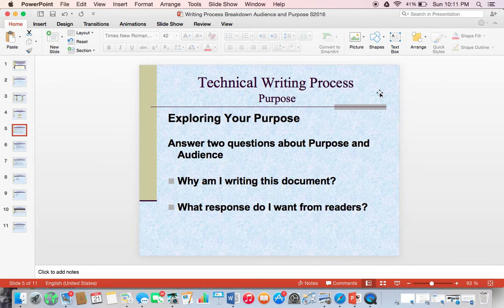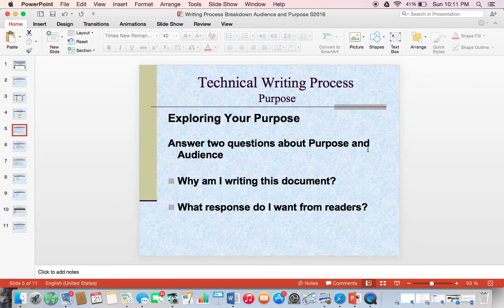Exploring your purpose. Whenever you want to explore purpose, answer 2 questions about purpose and its relationship to your audience. They're not separate items in the writing process, but your purpose depends upon the needs of your audience. First of all, you can ask the question, why am I writing this document? And then you can ask the question, what response do I want from my reader or from my audience?